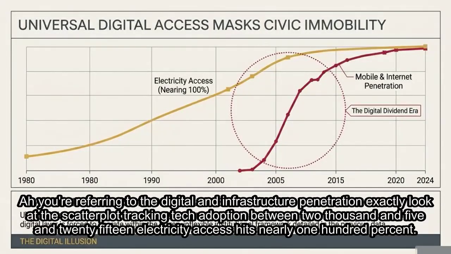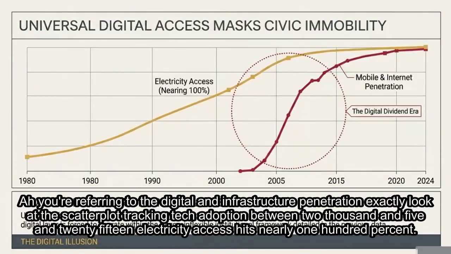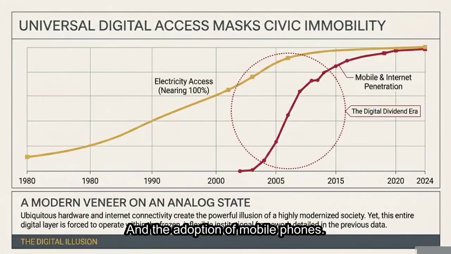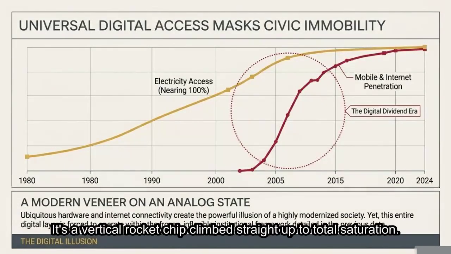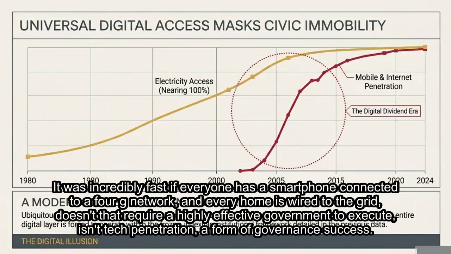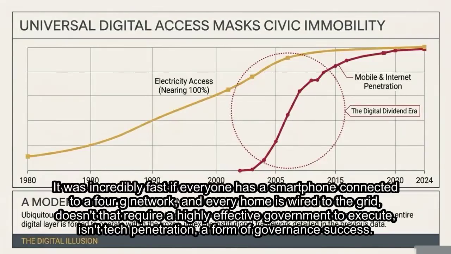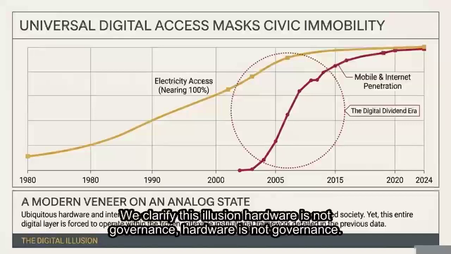Okay, what do you see? Well, if you visited the country, or if you just looked at the technology metrics, you'd think this was a highly modernized, incredibly efficient state. You're referring to the digital and infrastructure penetration. Exactly. Look at the scatter plot tracking tech adoption. Between 2005 and 2015, electricity access hits nearly 100%. And the adoption of mobile phones, it's not even a curve. It's a vertical rocket ship climb straight up to total saturation. It was incredibly fast. If everyone has a smartphone connected to a 4G network and every home is wired to the grid, doesn't that require a highly effective government to execute? Isn't tech penetration a form of governance success?